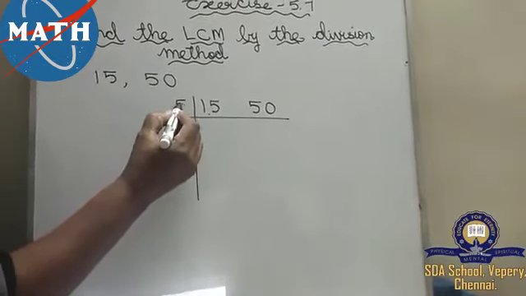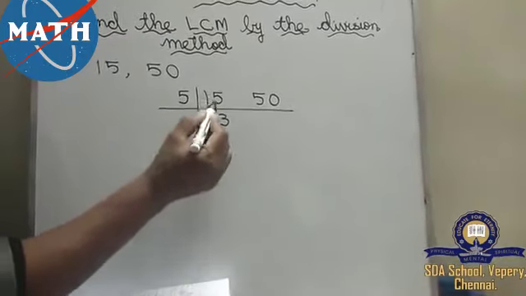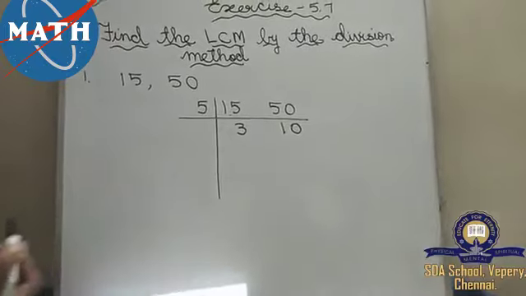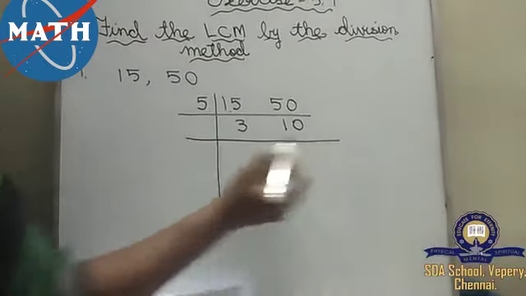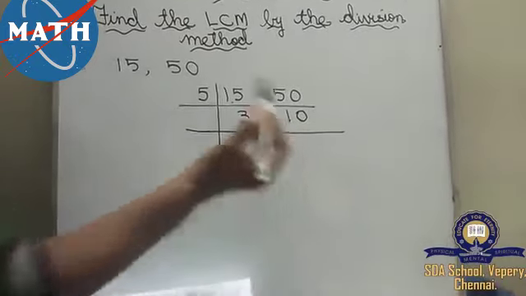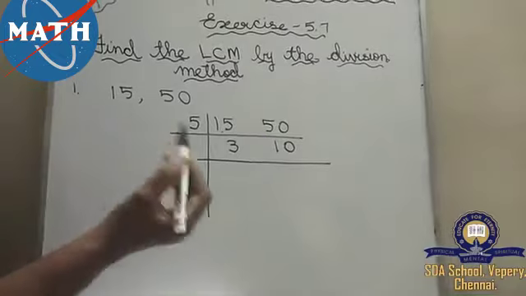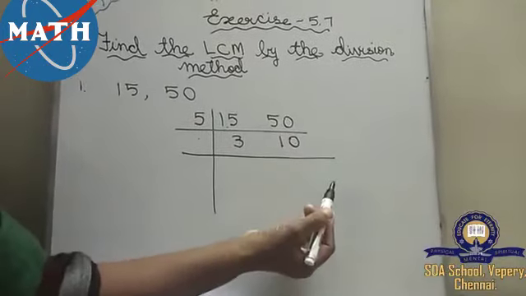First it goes in 5 table, isn't it, children? 3 5s are 15 and 5 10s are 50. Isn't it, children? So again you have to draw a line. Now you have to find out 3 and 10 go in which table. In which table does it go? It goes only in 3, so 3 will go in 3 table and 10 will go in 10 table.